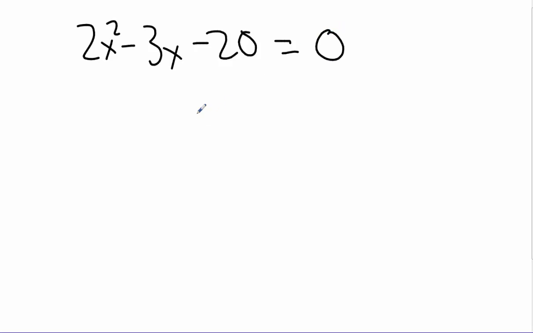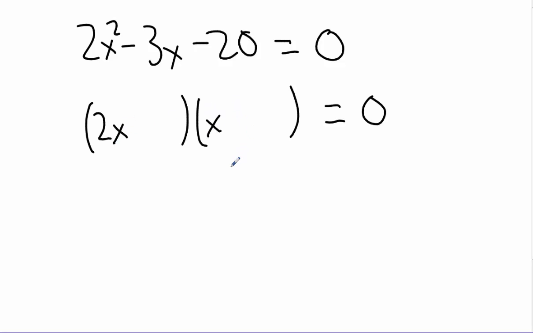Alright. 2x squared minus 3x minus 20 equals 0. Right off the bat, if you factor out a GCF, of course not, a 2 and a 3 and a 20, no common factor besides 1. So since we are left with a leading coefficient of 2, we know that this is going to be one of the harder ones. So let's put a 2x and let's put an x.